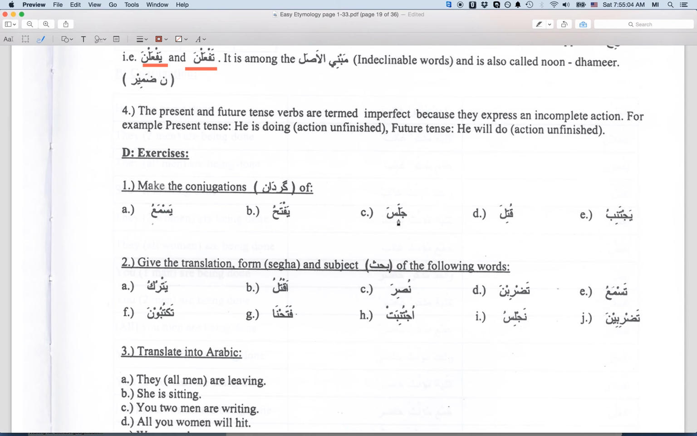جلس. So let's begin again. جلس يجلس. يجلس, يجلسان, يجلسون, تجلس, تجلسان, يجلسن, تجلس, تجلسان, تجلسون, تجلسين, تجلسان, تجلسن. أجلس, I sit. نجلس, we sit.